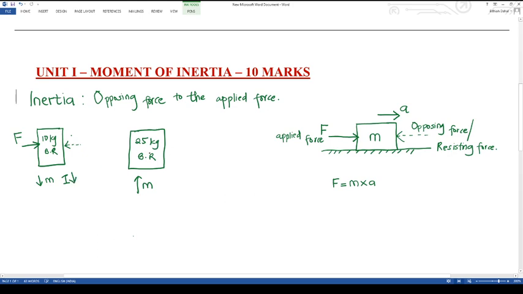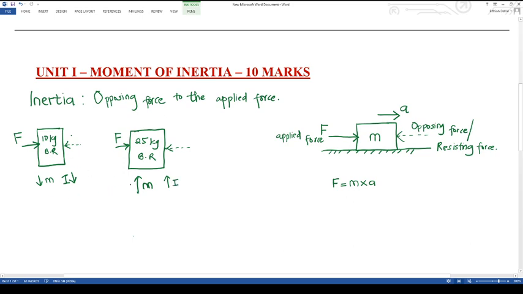Now let me compare 25 kg bag with 10 kg bag. This 25 kg bag has more mass. It is more heavier. So when I apply a force here, it will again give equal and opposite force acting towards the applied force. So if I compare it with 10 kg bag, mass of the 25 kg bag is more than the 10 kg bag, and the inertial force will also be more as compared to 10 kg bag.